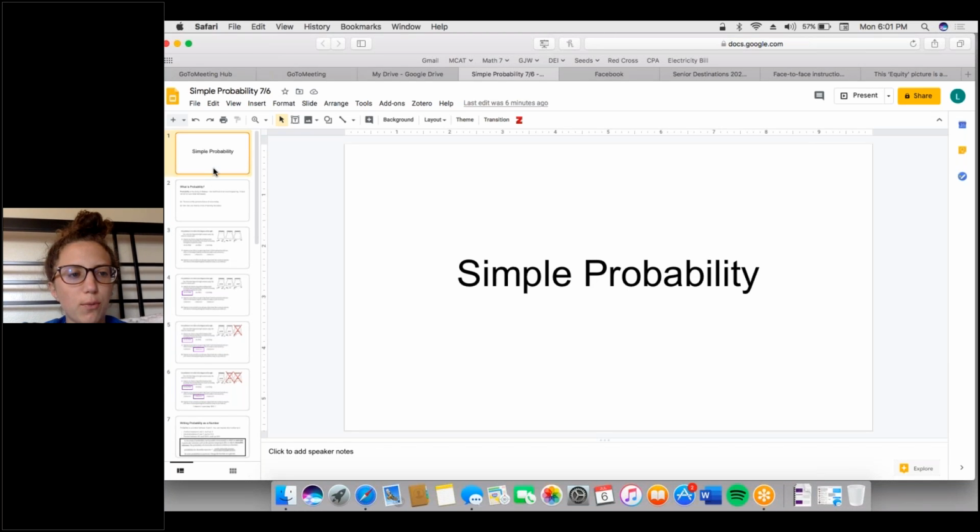All right, so we're gonna go over some basic definitions and examples with simple probability, kind of setting up the idea, and then looking at it in some examples.